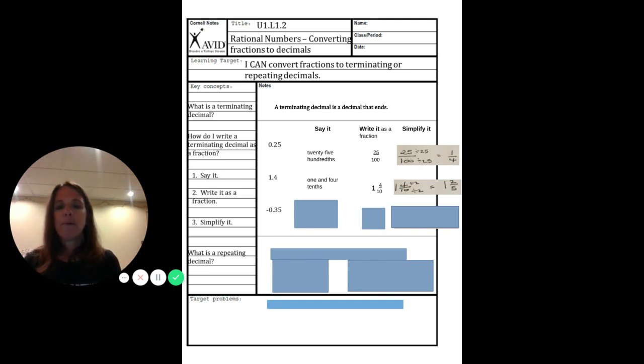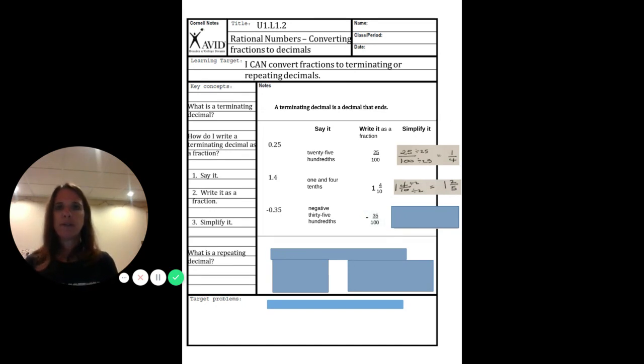The last example is a negative decimal, because we have that other side of the number line that we are exploring, and we read that as negative 35 hundredths. You need that word negative written out. Negative 35 over 100.